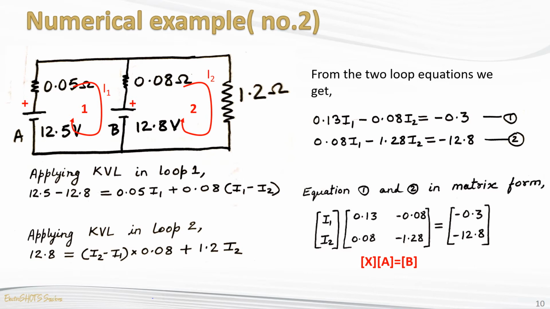While in the second loop you can see that through the same resistor I am writing I2 minus I1, because it is the second loop in which I2 has to be taken as the reference current and I1 has to be marked accordingly. That is, if I2 is being taken positive, then naturally I1 is in a reverse direction to that through the 0.08 ohm resistor, and then the sign of the current is decided.